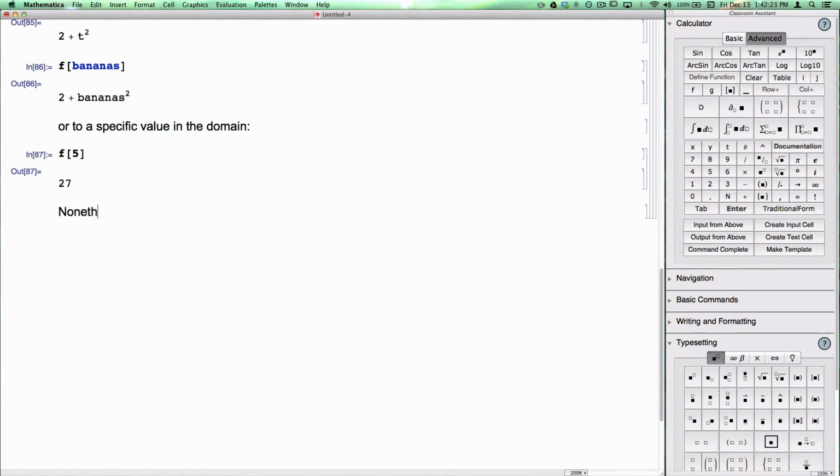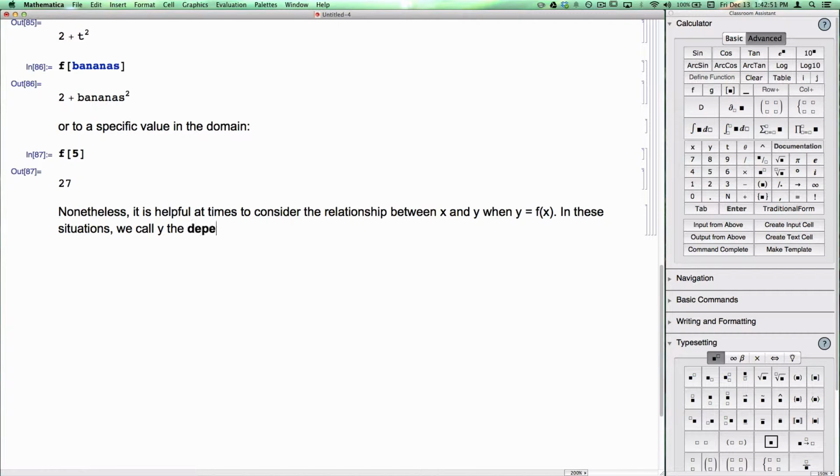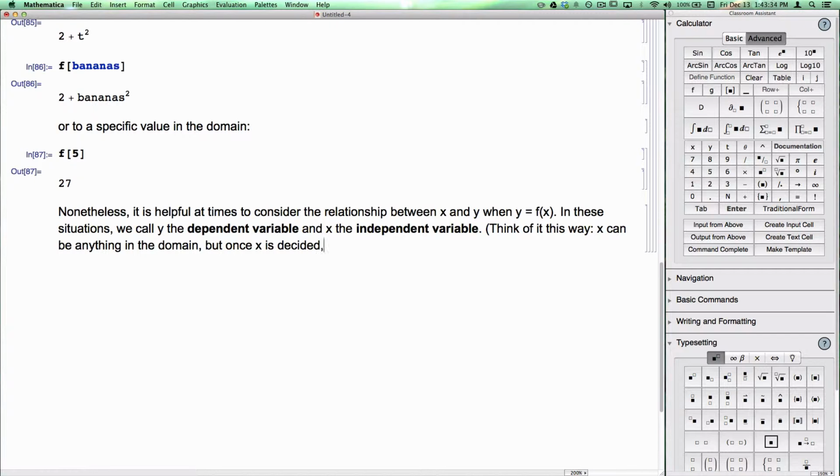Nonetheless, it is helpful at times to consider the relationship between x and y when y is equal to f of x. In these situations, we call y the dependent variable and x the independent variable. Think of it this way. x can be anything in the domain, but once x is decided, y is determined.